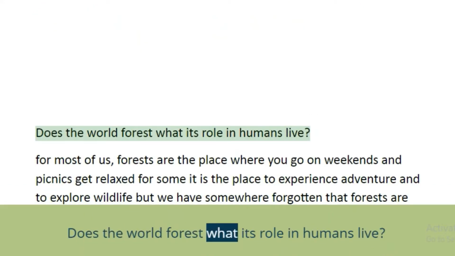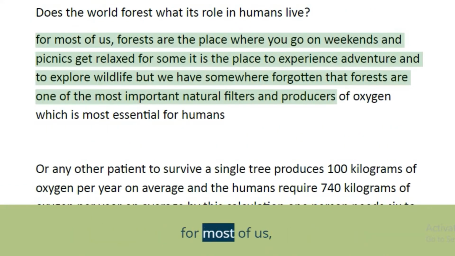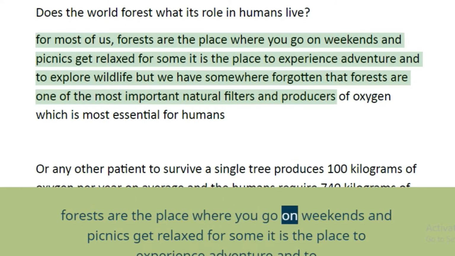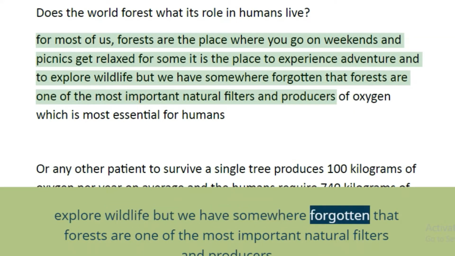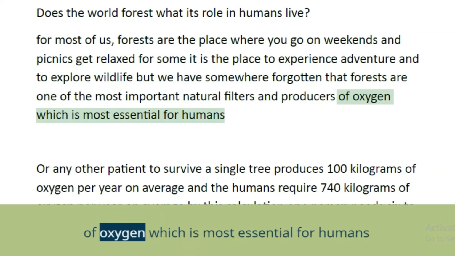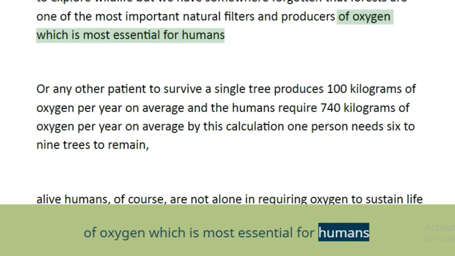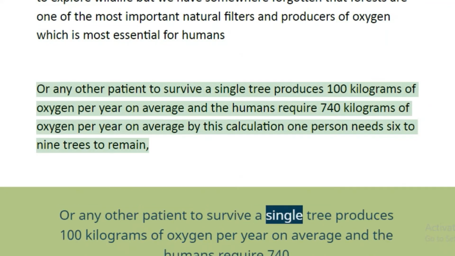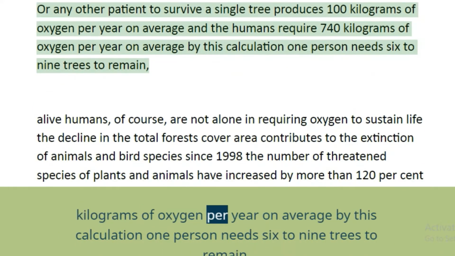What is the role of forests in humans' life? For most of us, forests are the place where we go on weekends and picnics to get relaxed. For some it is the place to experience adventure and to explore wildlife, but we have somewhere forgotten that forests are one of the most important natural filters and producers of oxygen, which is most essential for humans. A single tree produces 100 kilograms of oxygen per year on average, and humans require 740 kilograms of oxygen per year on average. By this calculation, one person needs 6 to 9 trees to remain alive.